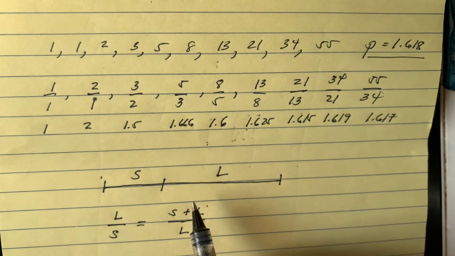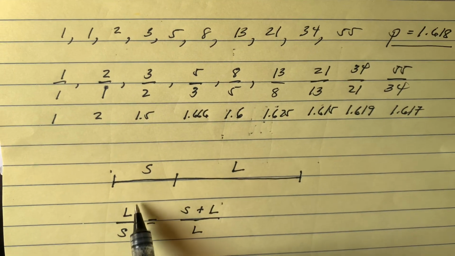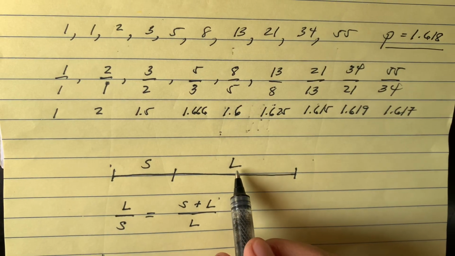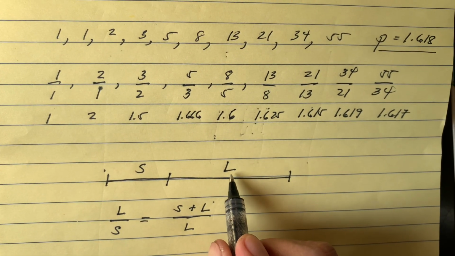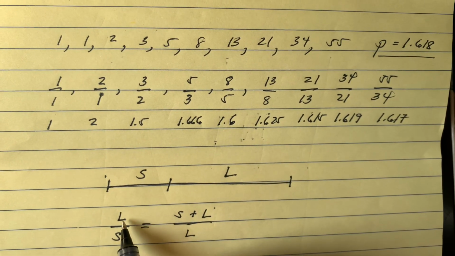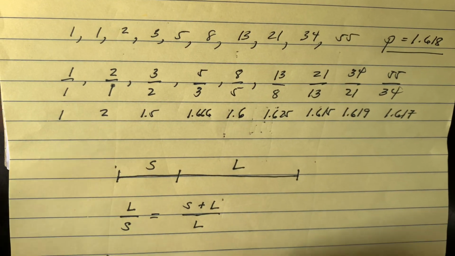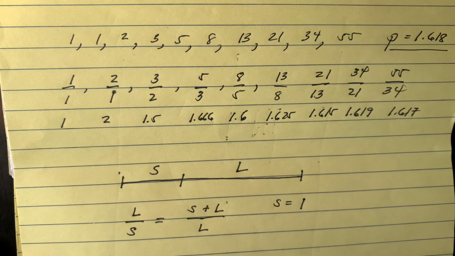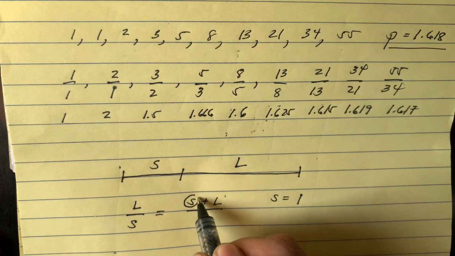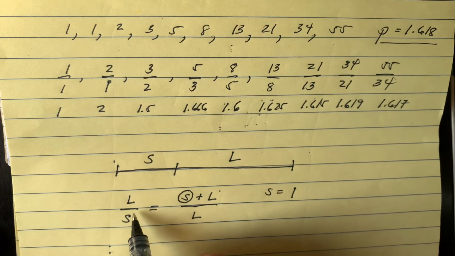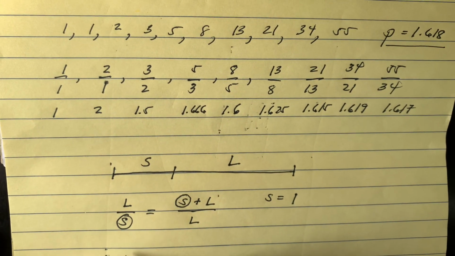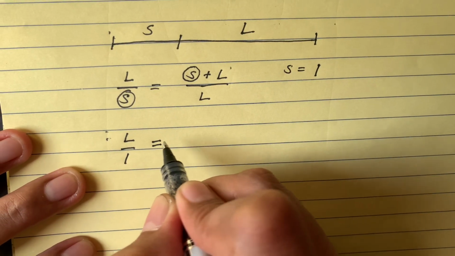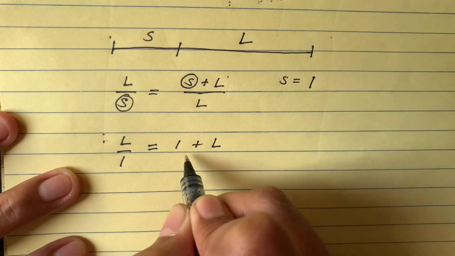So I will repeat. The sum of the shorter segment and the longer segment over the longer segment is equal to the ratio of the longer segment to the shorter segment. Let us assume that the value of our shorter side is equal to 1. Replacing the shorter segment by 1, we have L over 1 equal to 1 plus L all over L.